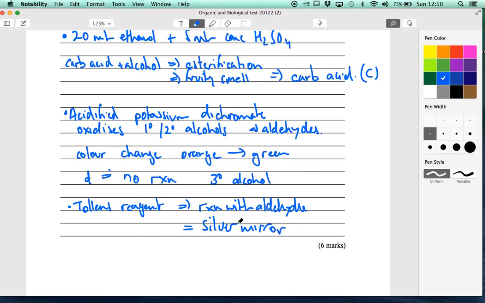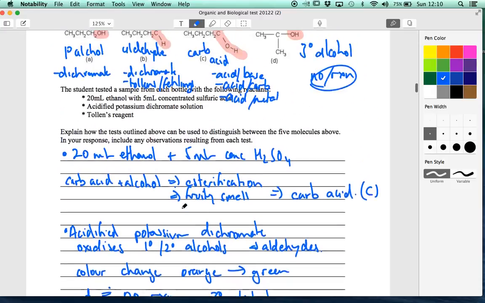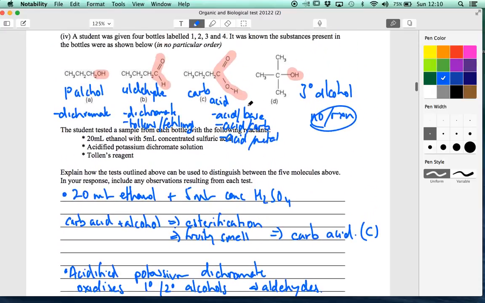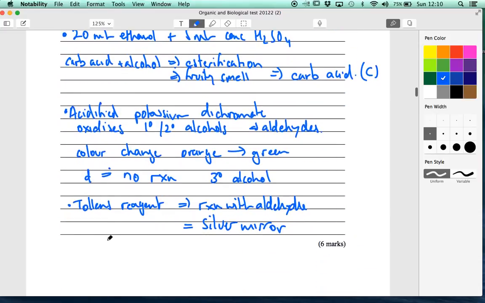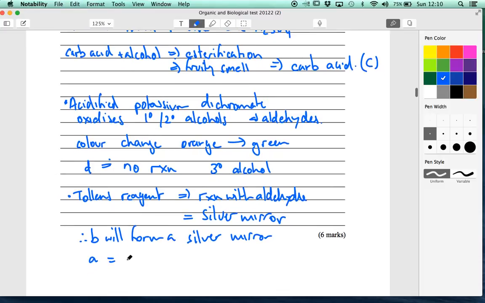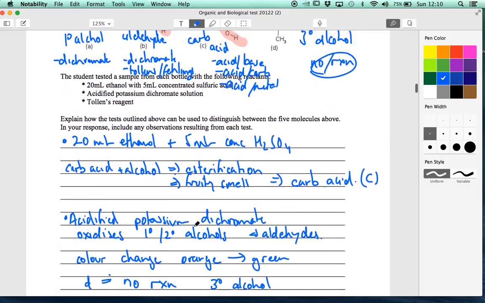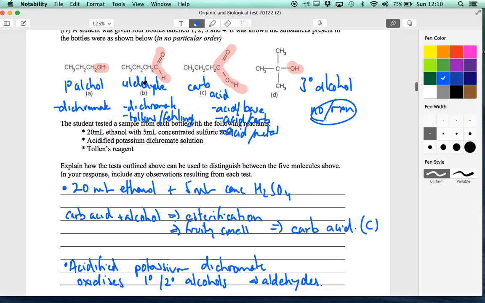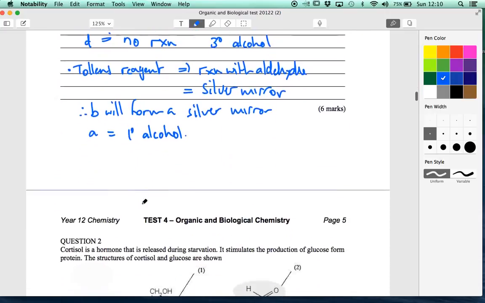So obviously we've already established C, we've established D. We've got to separate A and B. Obviously B being the aldehyde will react, so therefore B will form a silver mirror. And A is your primary alcohol. So again, using the tests, you're able to distinguish between these four chemicals just here.